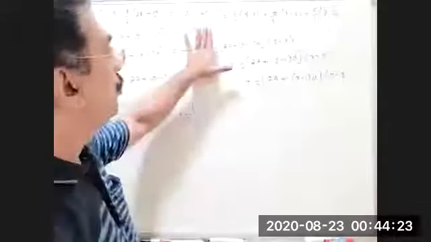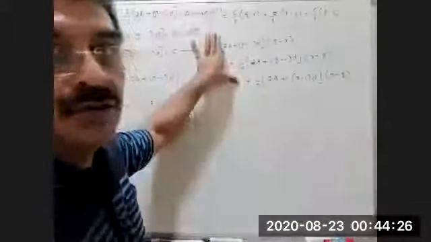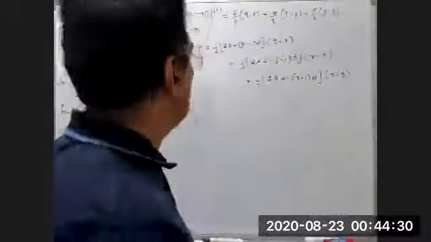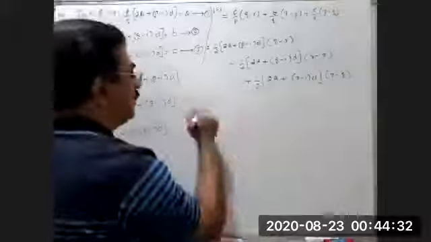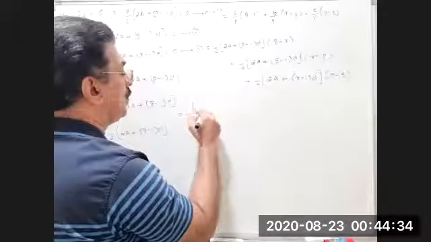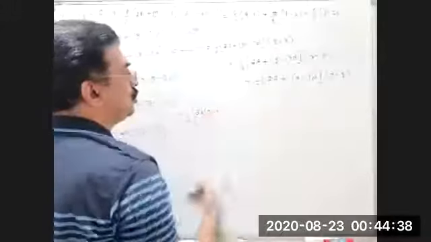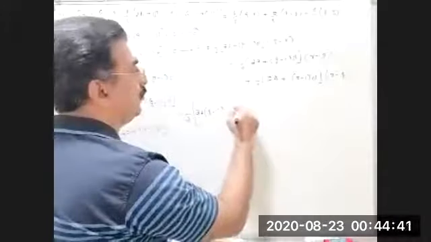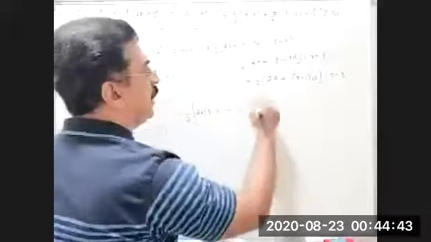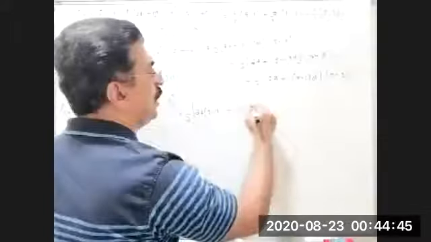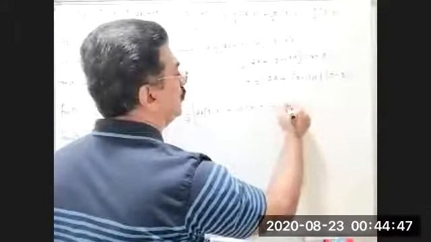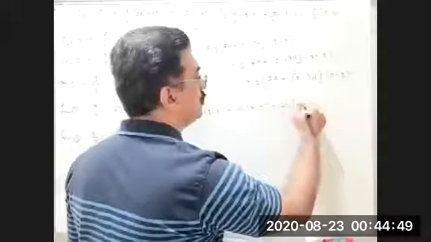Now, this 1 by 2 is taken out. Now, don't think about 1 by 3. Forget about 1 by 2. Remaining terms, what are you going to do? Forming 2A into Q minus R plus 2A into R minus P plus 2A into P minus Q.